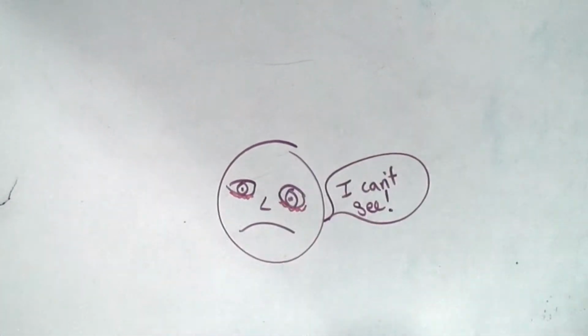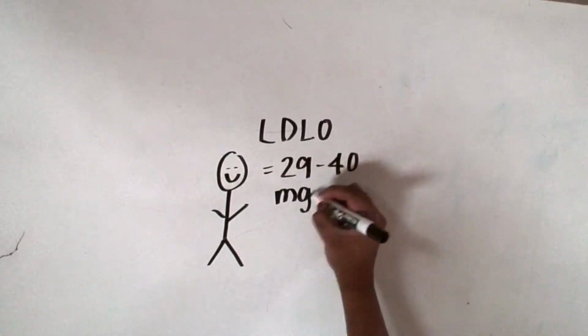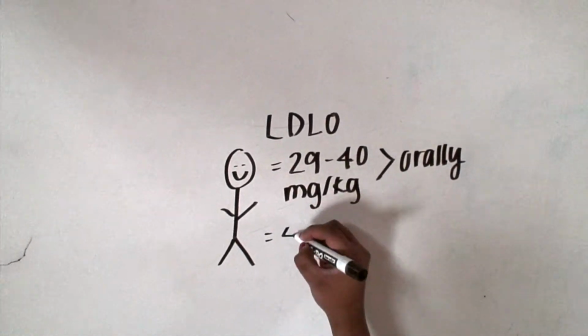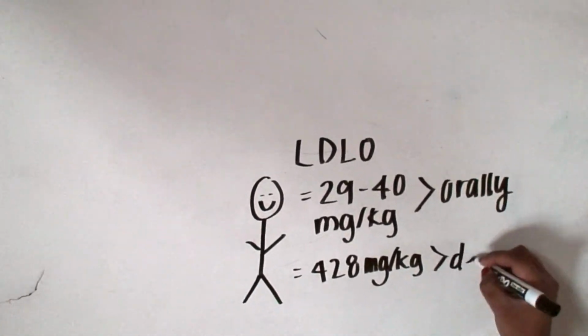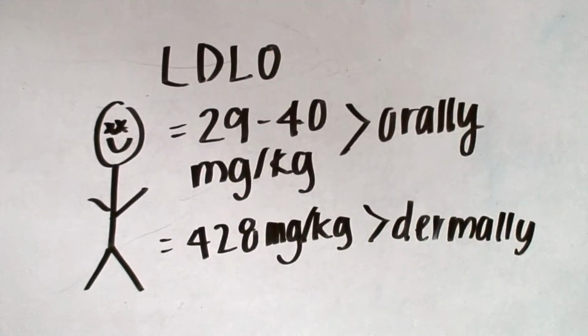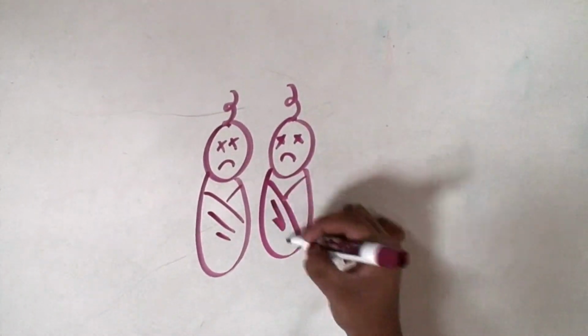The acute LD50 of chlordane ranges from 250 to 590 milligrams per kilogram. The oral LDLO for humans is 29 to 40 milligrams per kilogram, and the dermal LDLO for humans is 428 milligrams per kilogram. The LDLO is the lowest dose, which causes death. Children, especially infants, are more sensitive to effects of chlordane than adults are.